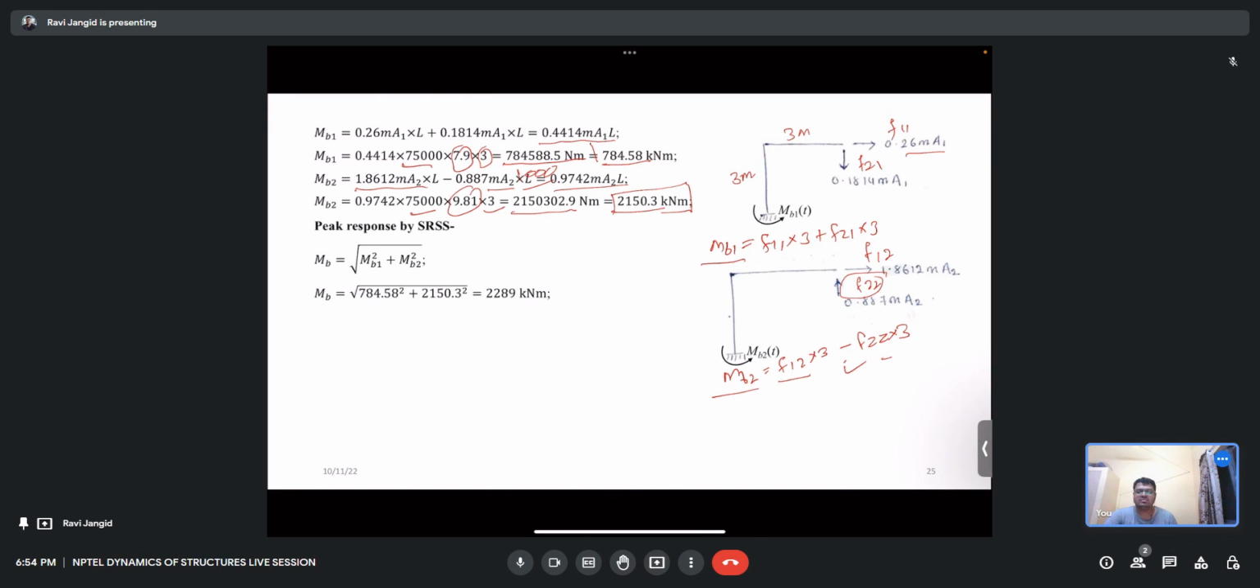So Mb is this: 784.58 square plus 22,150 square, and we are getting 22,2289 kilonewton meter. So that is the overturning moment for this inverted L-type structure with this mass here, U1 and U2. Okay, so that is okay.